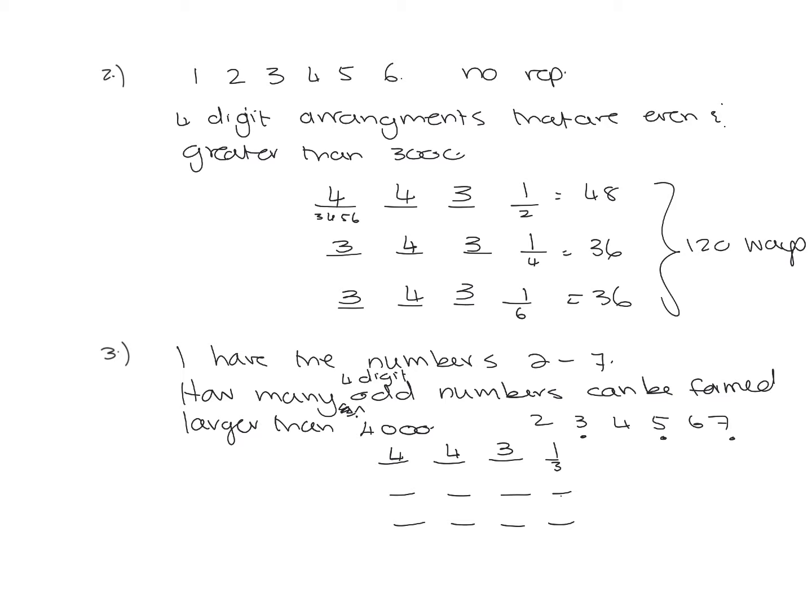So if it ended with a 5, we've also got 1 choice. But now 5's gone, so we've only got 3 choices there. We've still got 4 numbers left and 3 numbers left. And if it ended with a 7, it's the same thing. 1, the 7's gone, so we've got 3 choices, and 4 and 3. So this actually lands up being exactly the same as the sum above. So there's 120 ways.